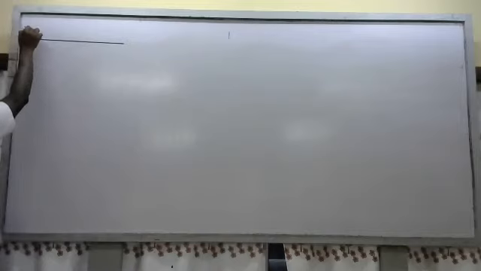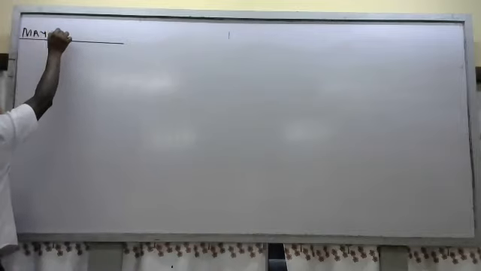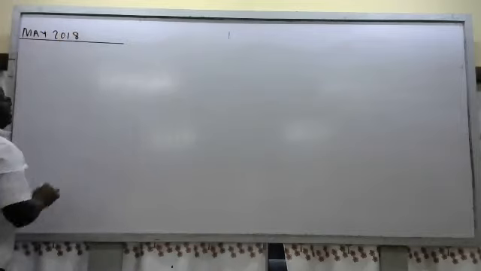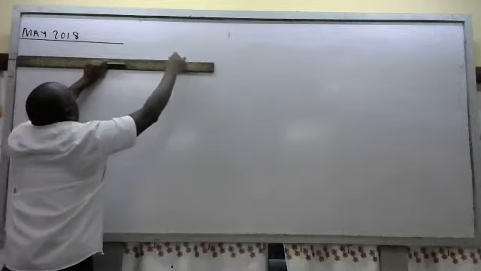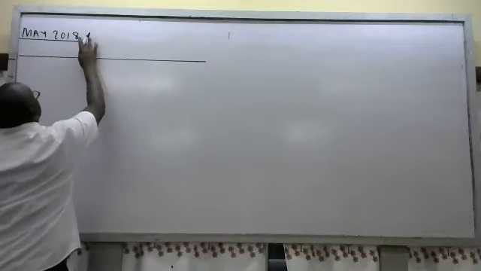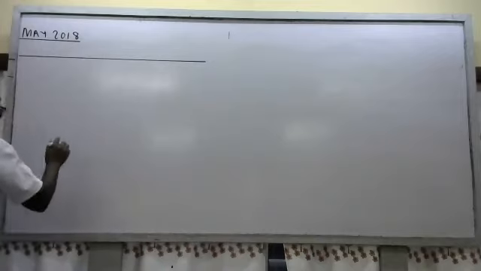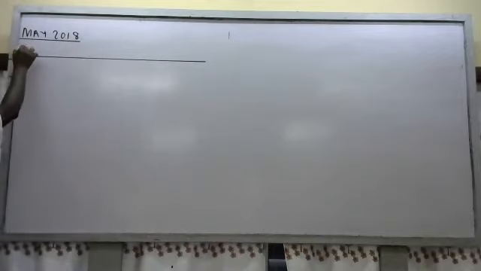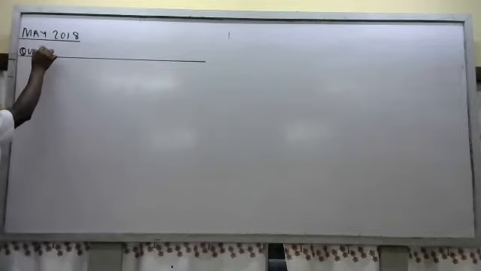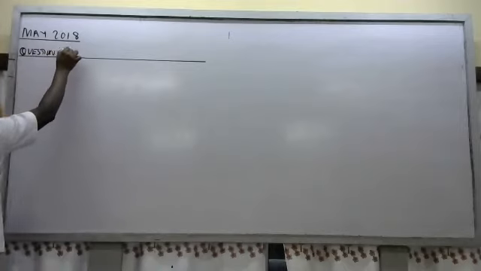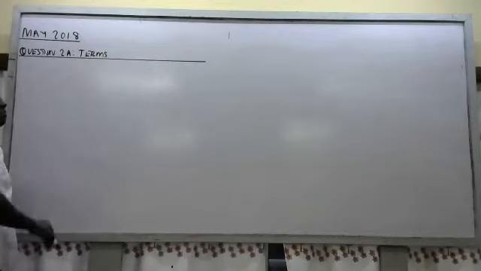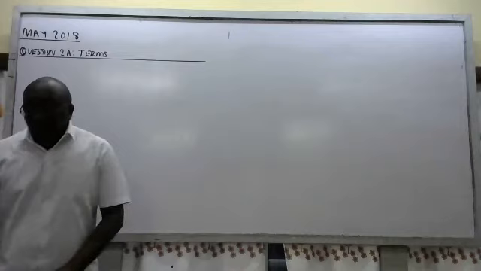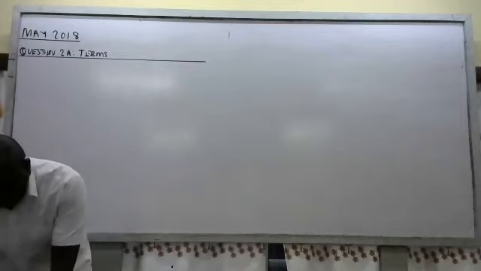So this is the paper of May 2018. In the paper of May 2018, question 2A is on what we call terms.